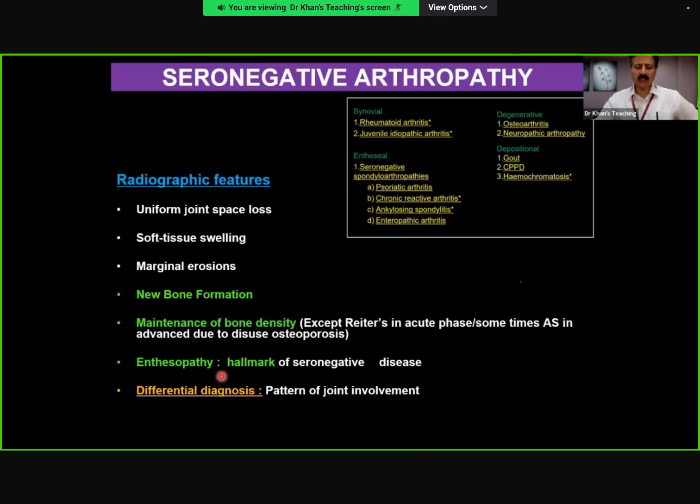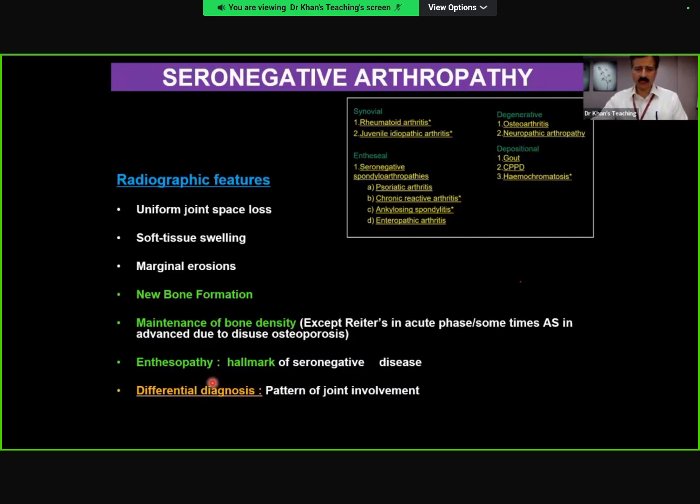Basically, there are changes at the origins or insertions of ligaments and tendons. There can be erosions there in an acute phase, and later on there is new bone formation. So that is also a hallmark, new bone formation. And if you don't know it, many of the things you are going to confuse. Pattern of the joint involvement is important because this is how the examiner will see your thinking.